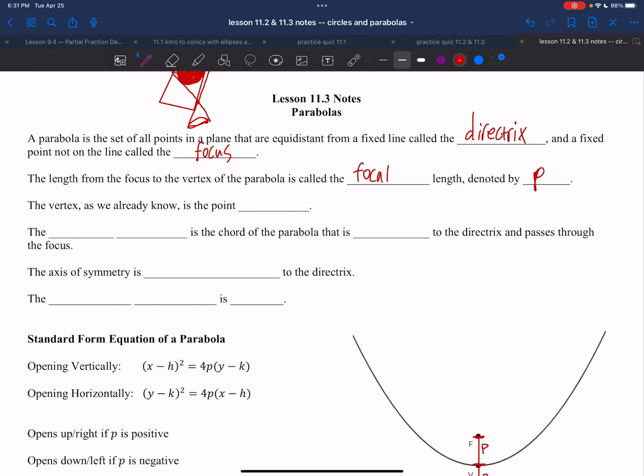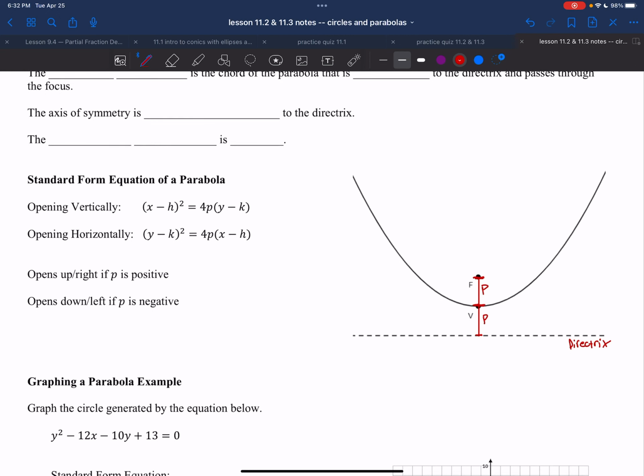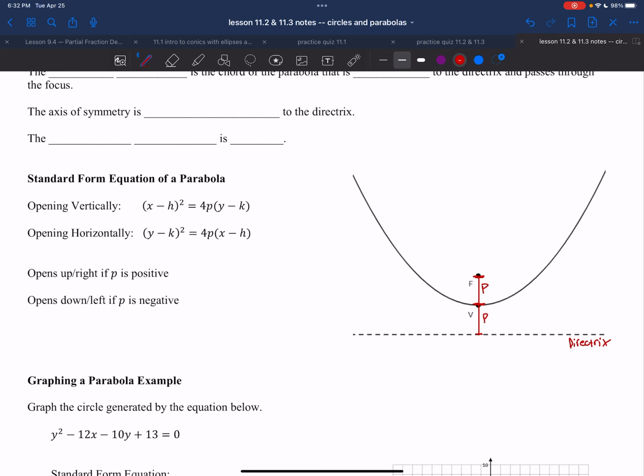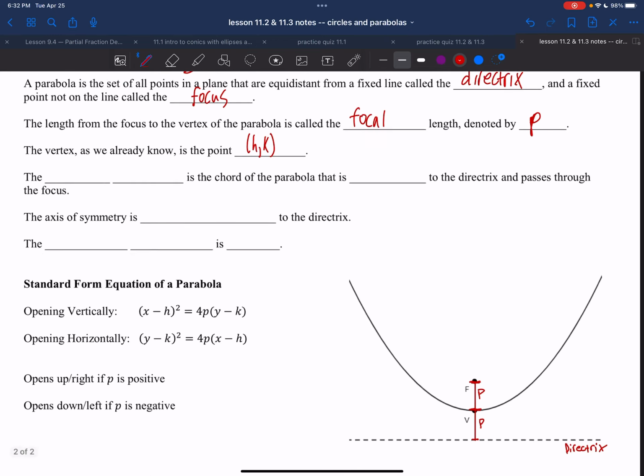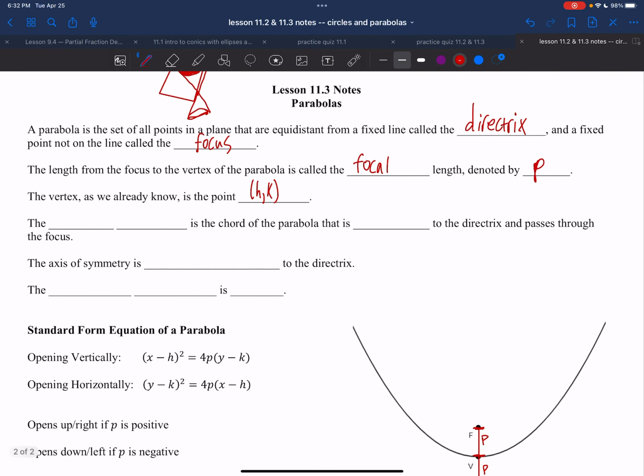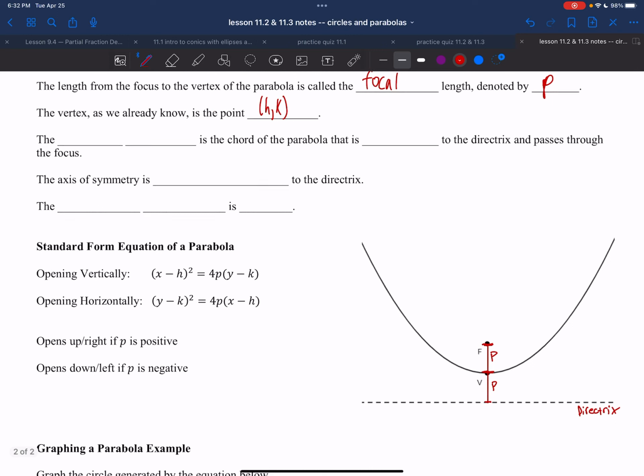The vertex, as we already know, is the point h comma k. We've seen that before because we've worked with vertex form before, so that's not new. You might be saying, well, I thought h comma k for conics was the center. And I say, yeah, where's the center of a parabola? It's at the vertex, right? The center of a circle isn't at its vertex, but the parabola it is. So, okay, more vocabulary.